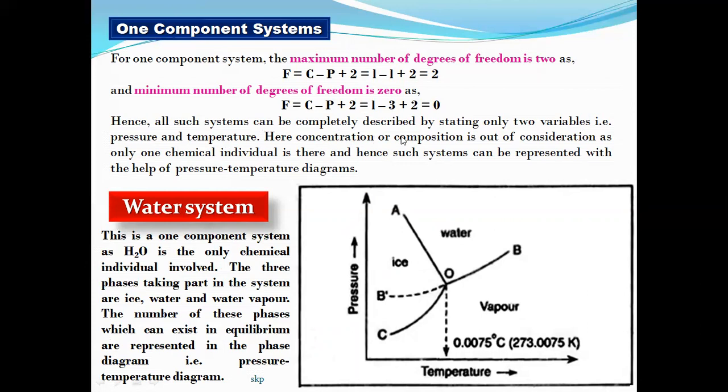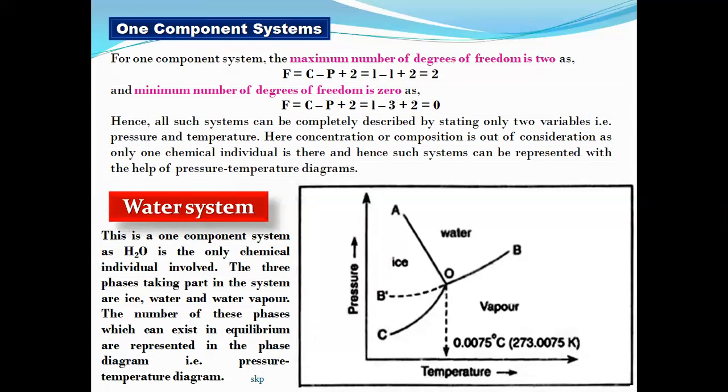Here concentration or composition is out of consideration because only one chemical entity is there, and hence such a system can be represented only with the help of pressure-temperature diagrams, like this. This is the phase diagram of the water system. First we will see the water system. This is a one component system; there is only one chemical entity, H2O.